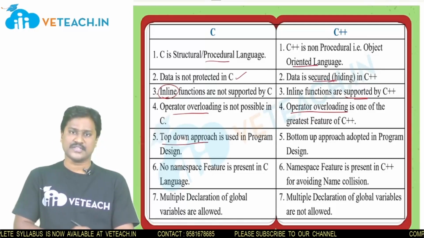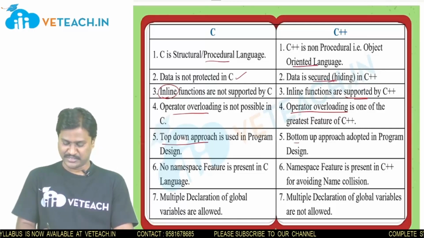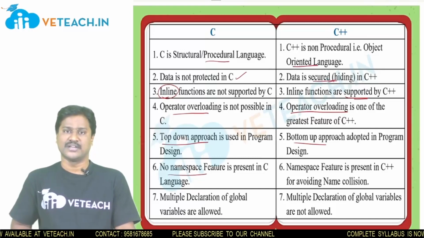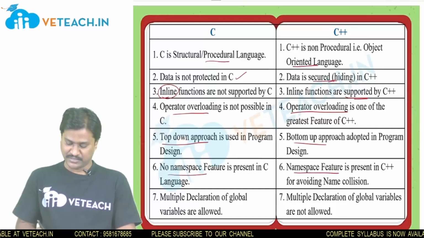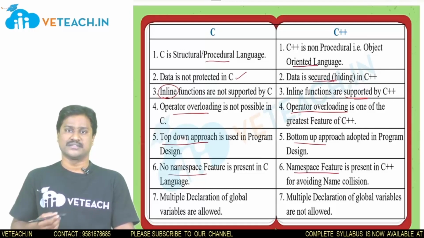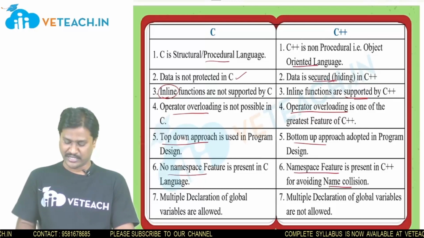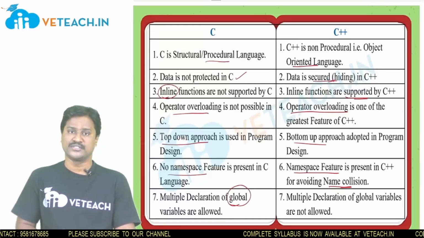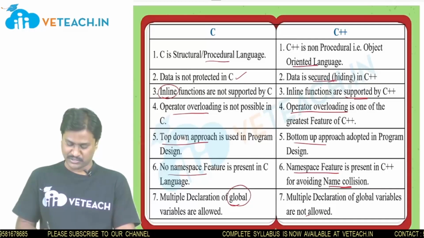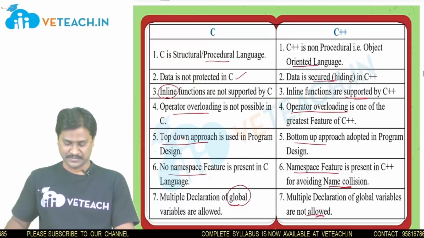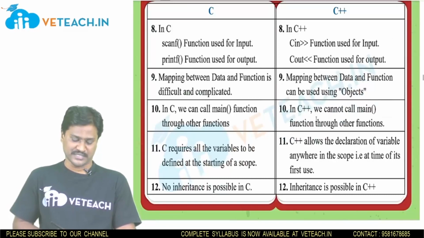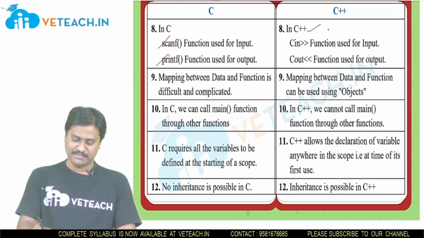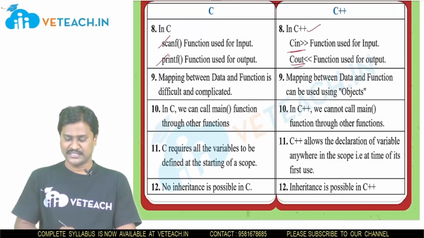C is a top-down approach, and C++ is a bottom-up approach. Namespace is not available in C, whereas the namespace feature is given in C++ to avoid name collision. Multiple declarations of global variables are allowed in C, but here it is not allowed in C++. Coming to input and output operations, in C we have two functions, scanf and printf, whereas in C++ we have cin and cout.